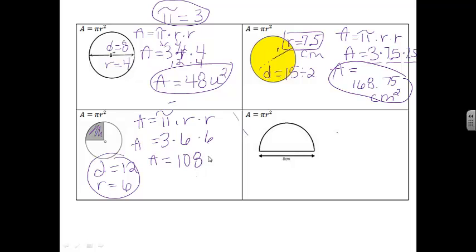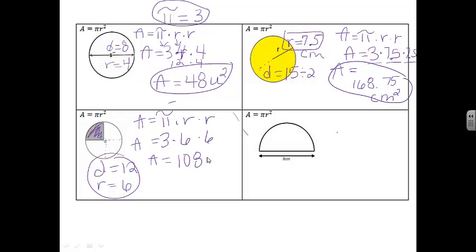Now, a lot of kids want to stop here and they say, I found the area. Well, what did I ask you to find? I asked you to find the area of the shaded part. So if I wanted to find the area of the shaded part, what fraction is this shaded part? Very good. It's 1/4 of this whole thing.